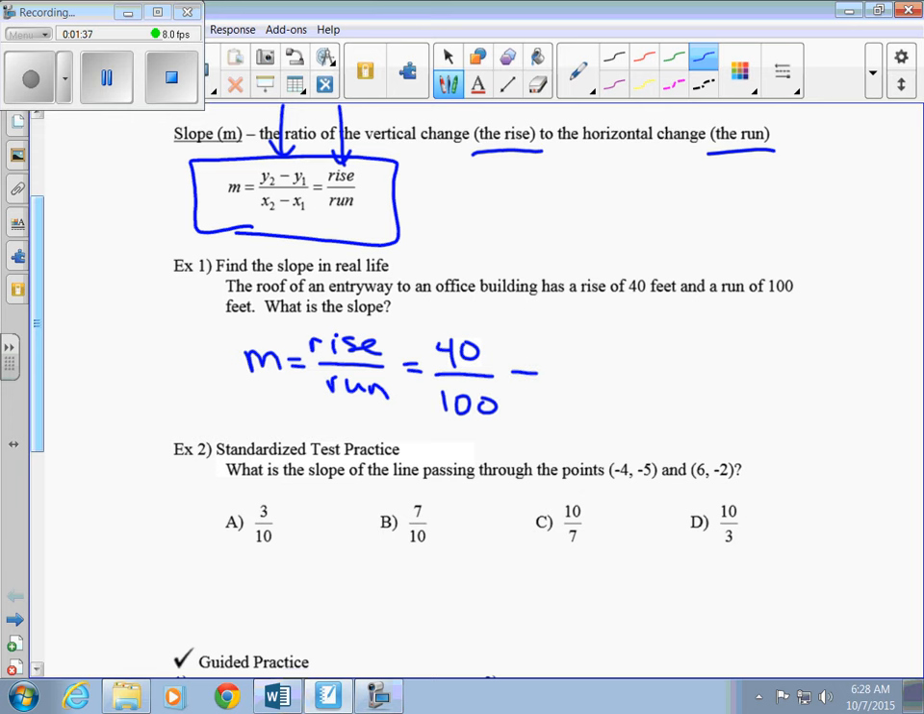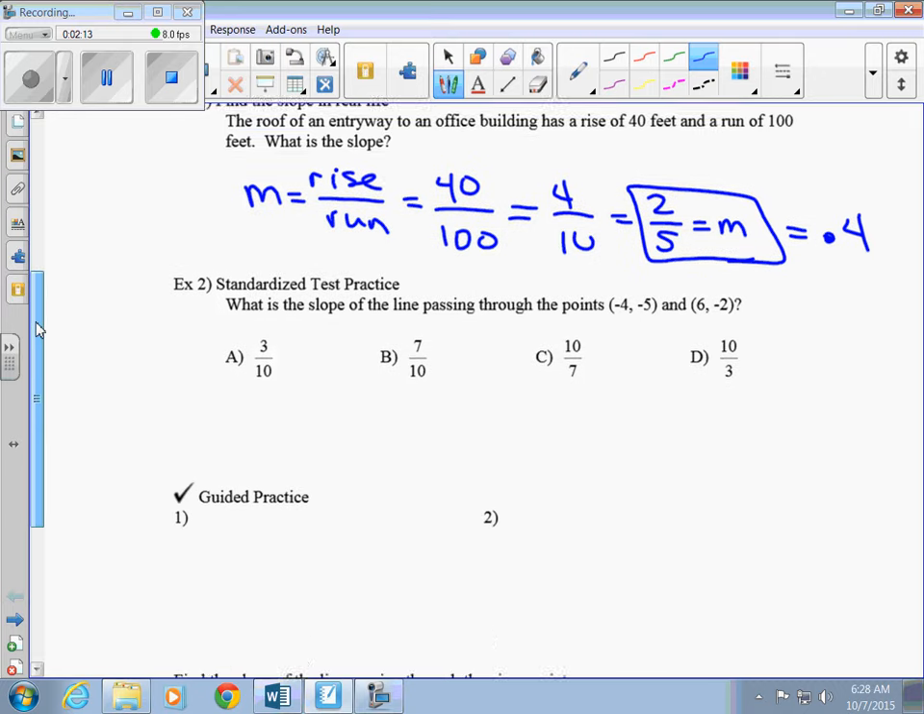So we reduce this. And when we do that, we get a slope of, well, take out a 10, we get 4/10. Simplify it further. Take out a 2, we get 2/5. So it has a slope of 2/5. Or you could even say 0.4. Now, most of the time, especially if we're graphing these, we're going to want to leave them in fraction form because then it's going to be the easiest for us to use that slope to graph our equations.